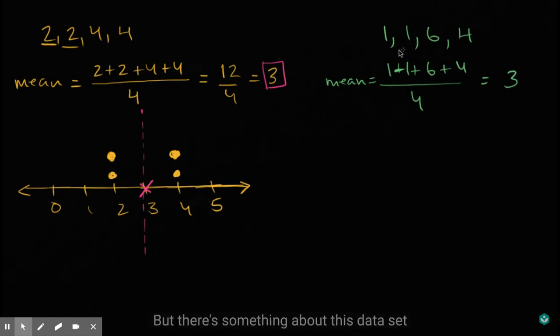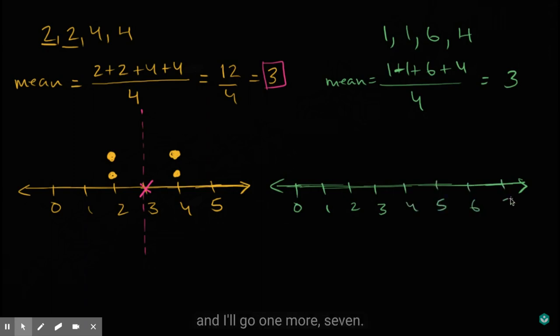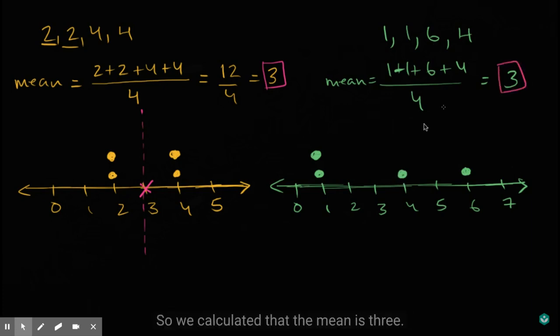But there's something about this data set that feels a little bit different. Let's visualize it to see if we can see a difference. So now I have to go all the way up to 6. So let's say this is 0, 1, 2, 3, 4, 5, 6. I'm going to go one more, 7. So we have a 1, we have a 1, we have a 6, and then we have a 4. And we calculated that the mean is 3.